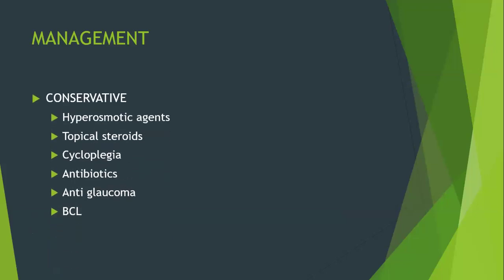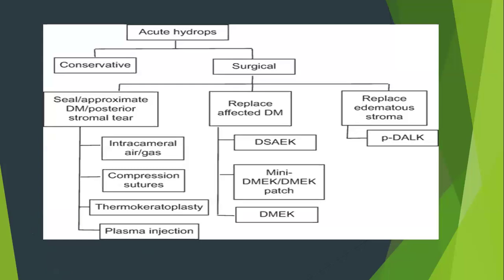So management, we can say it's conservative management. We have to start it anyways: hyperosmotic agents, topical steroids, cycloplegia, everything, bandage contact lens, all these things. Now, based on your pathology, you have decided that I will go for either conservative management or surgical. So this picture is a very good graph. It shows how to manage that. So conservative management, if you go for surgical management, your decision will be based on your finding on the OCT, right?